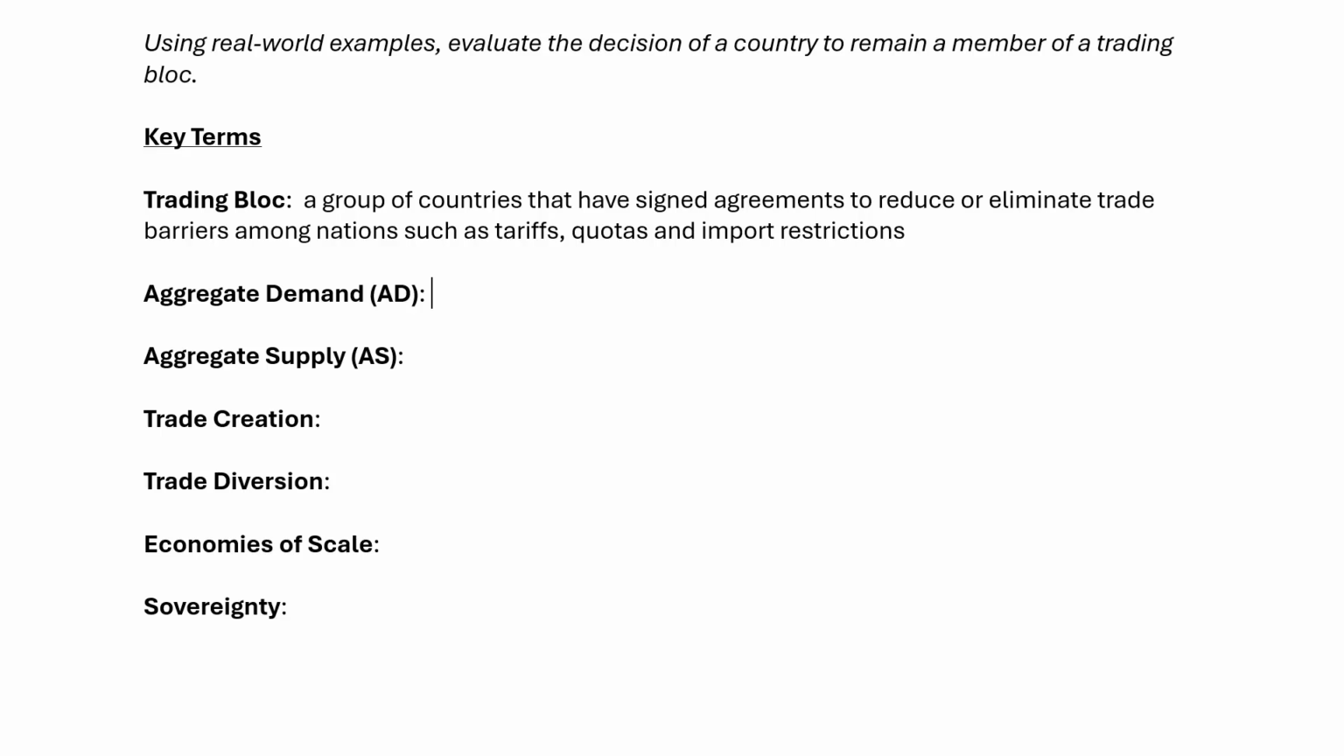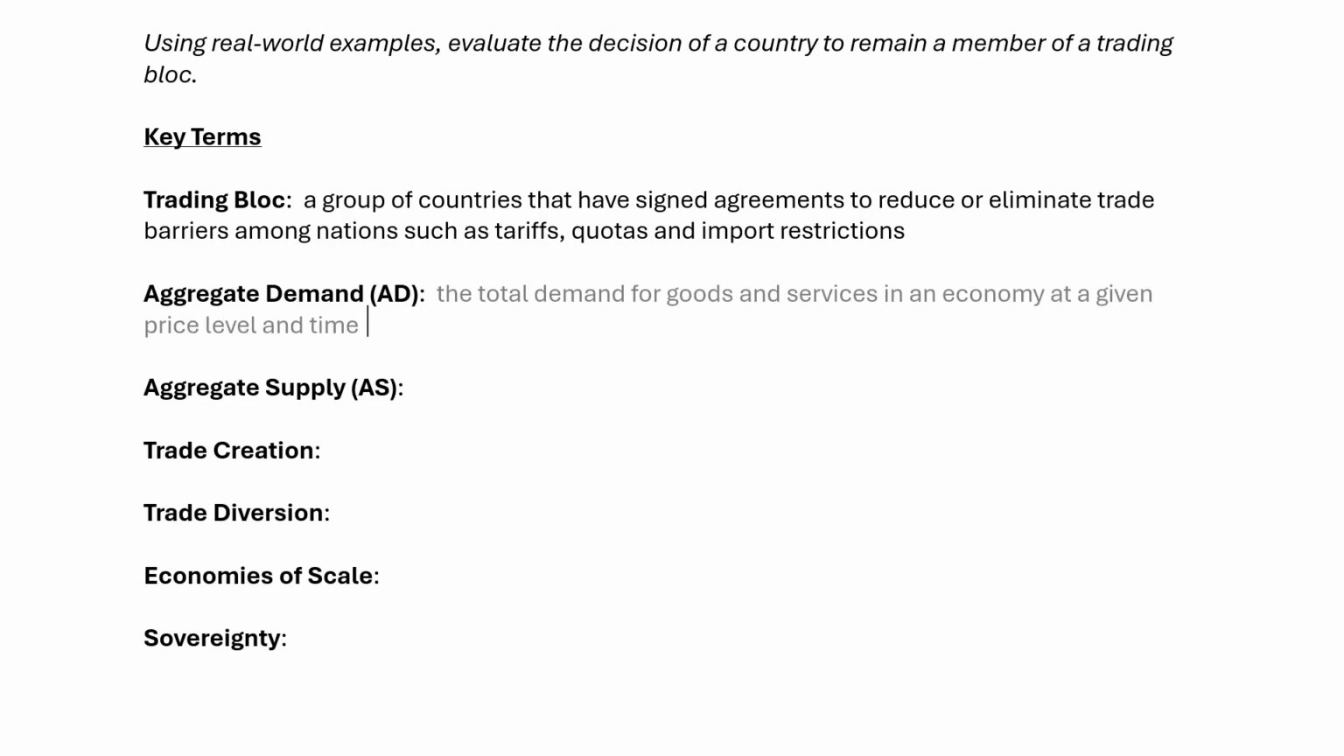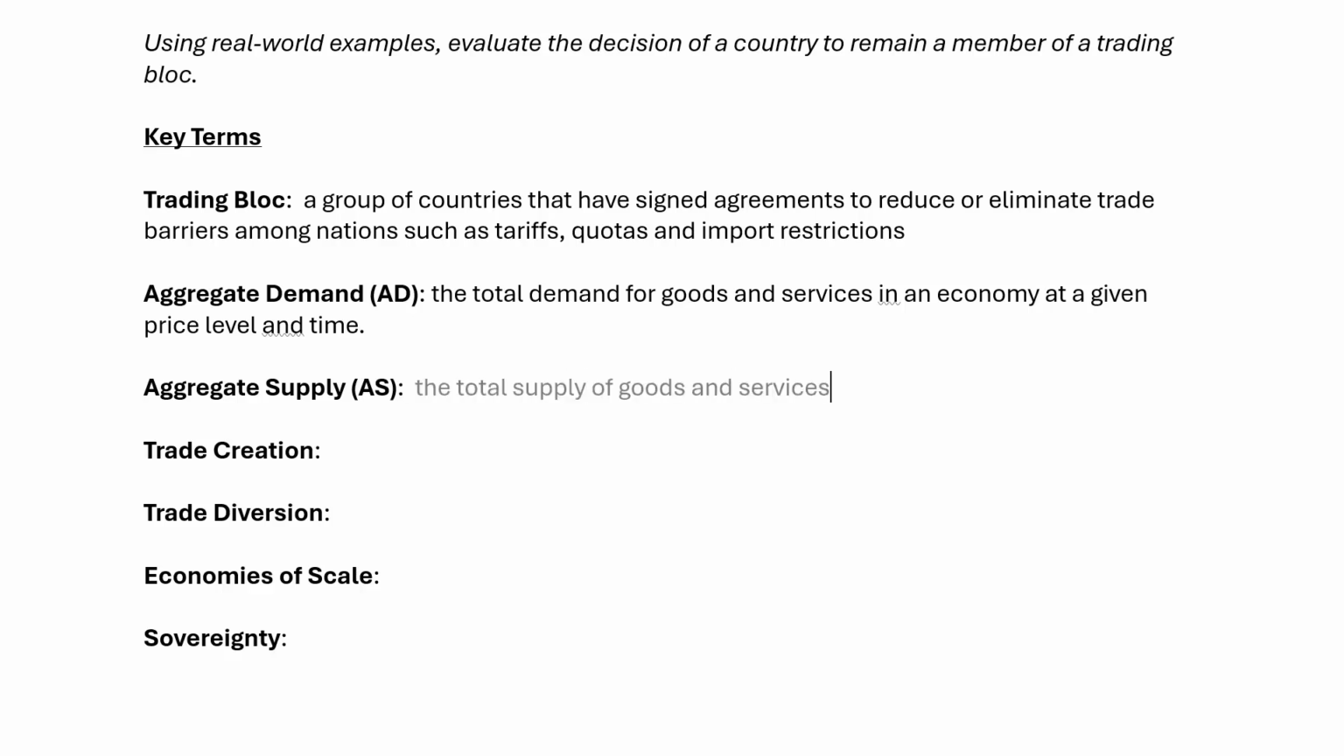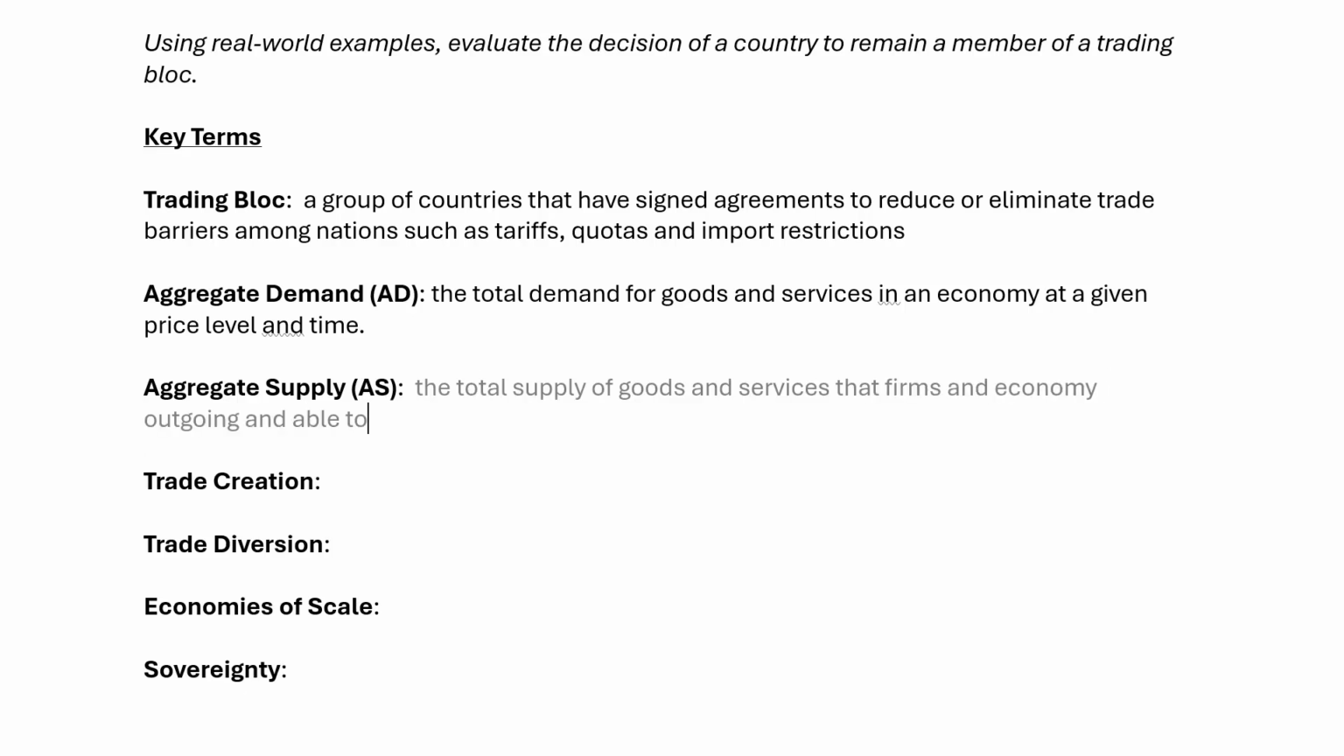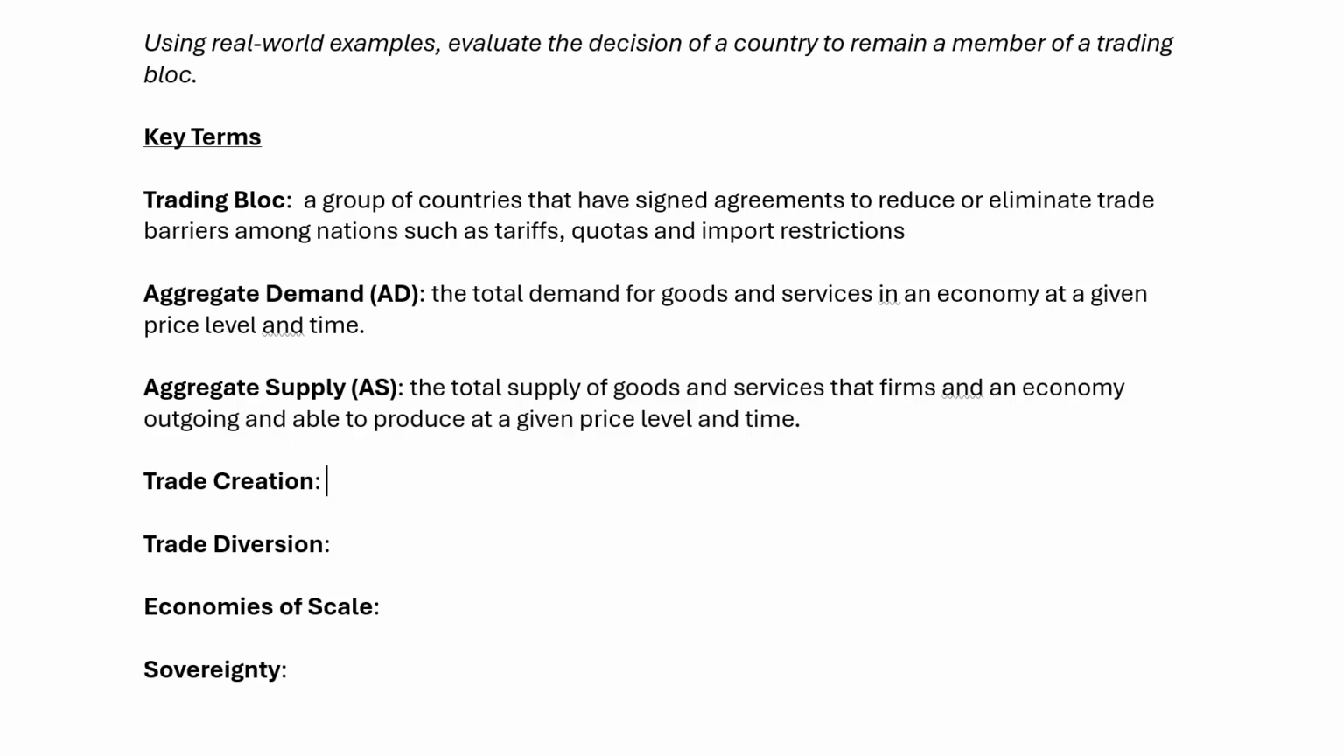The total demand for goods and services in an economy at a given price level and time. That's aggregate demand, and for aggregate supply, that is the total supply of goods and services that firms in an economy are willing and able to produce at a given price level and time. In terms of trade creation, this occurs when trade increases due to the reduction or elimination of barriers within a trading bloc.